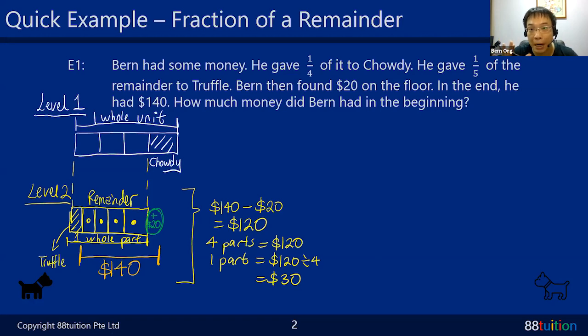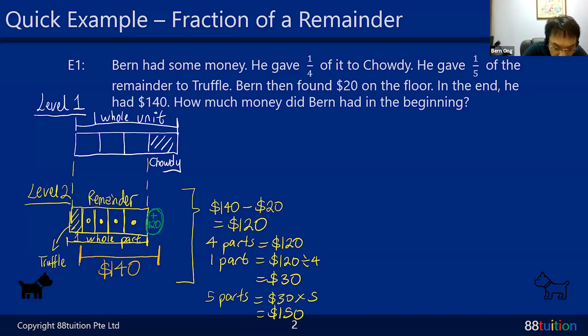Now we have found 1 part. How many parts are we talking about inside the remainder? Inside 1 whole part, there is 1, 2, 3, 4, 5. We are talking about 5 parts here. So once you find 5 parts, it's actually 30 times 5, which is equal to $150. And $150 represents the entire remainder. From here to here, it represents $150, the entire remainder.